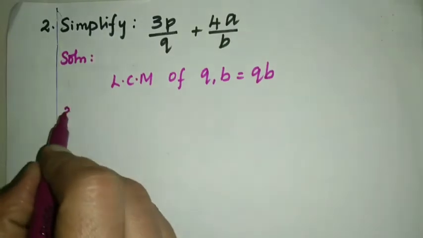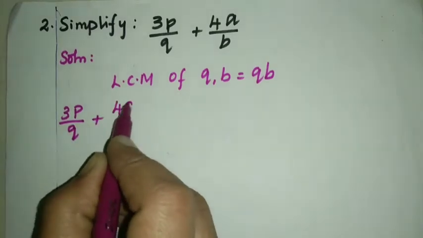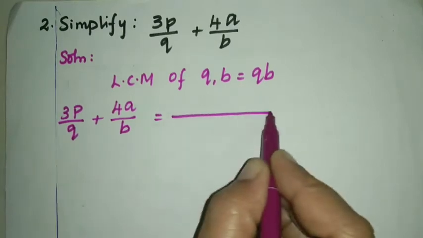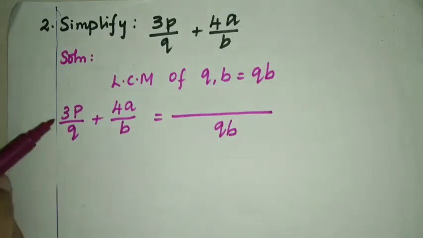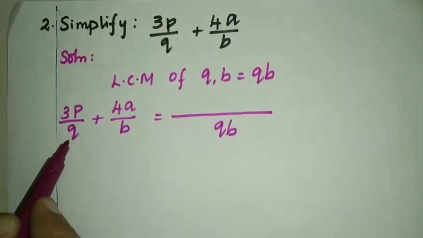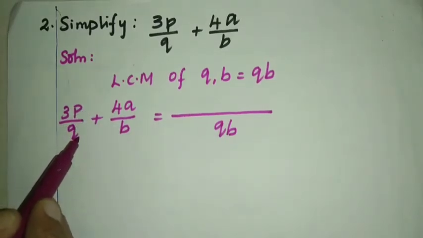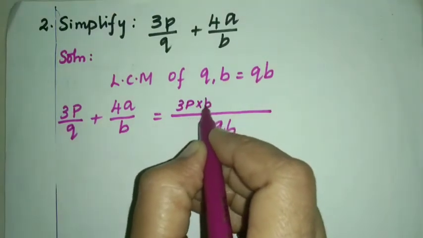Next, you write the question, 3p by q plus 4a by b. What is the common denominator, the LCM? It is qb. The first fraction is 3p by q. Here q is the denominator, so we have to multiply with b to get the LCM qb. So both numerator and denominator we must multiply with b. So we get 3p into b.